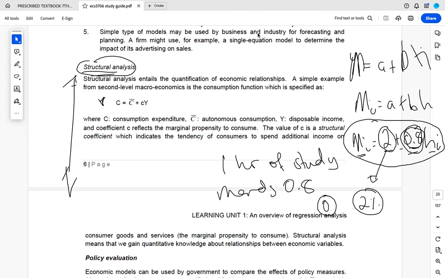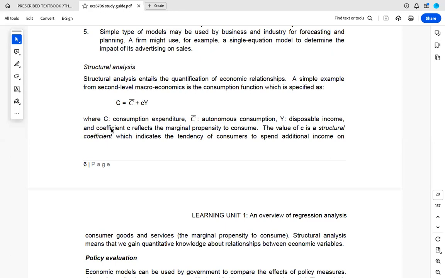So econometric models also help with that. That's the same case, for example, here we're given the quantification of consumption, which depends on autonomous consumption, the marginal propensity to consume, and the level of income. So if we actually do this calculation, right, we can get the value of C, and we can get the value of C bar and C prime, and we can interpret these, right?